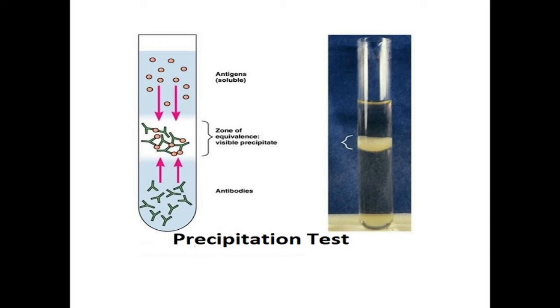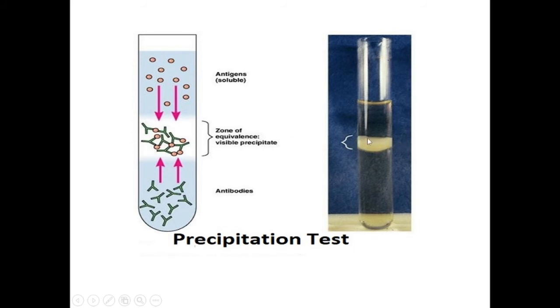Here the precipitation test is used for the diagnosis of different diseases. The difference between agglutination and precipitation is that here the antigens are soluble. Soluble antigens are precipitated by multivalent antibodies. When a soluble antigen, which is solubilized in a medium, combines with antibody at a suitable concentration, there will be a precipitation. You can see the precipitation. It's called the zone of equivalence or the precipitation zone.